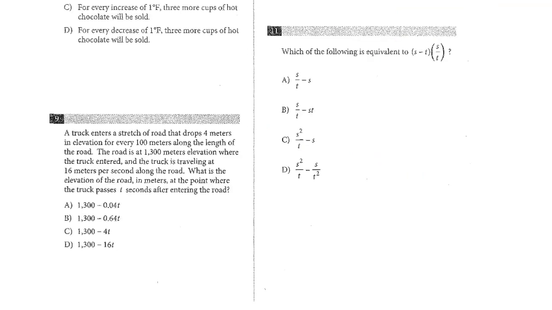So for number 11, we do distributive property now. You will get s squared over t minus t, t reduce, you will get the s. That's the answer. So C will be the answer. Okay, for number 12.